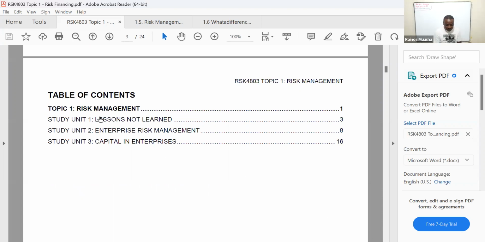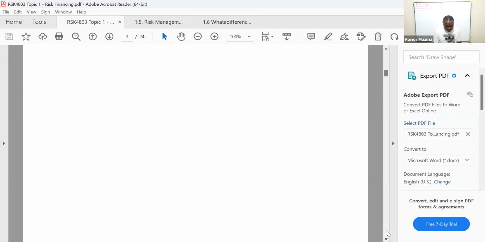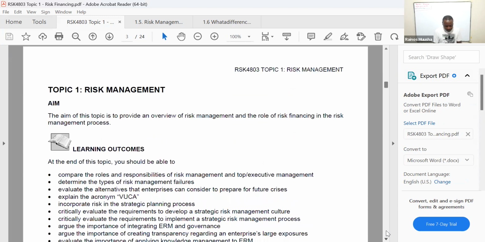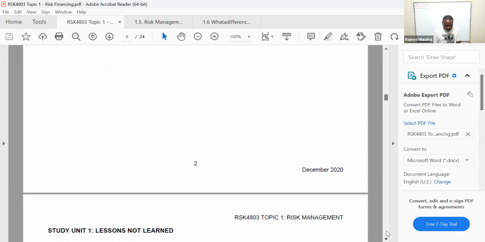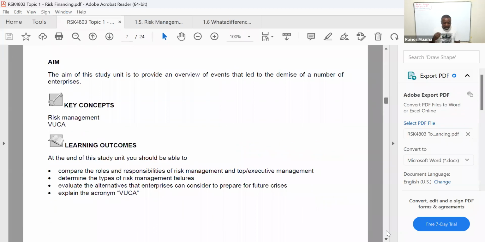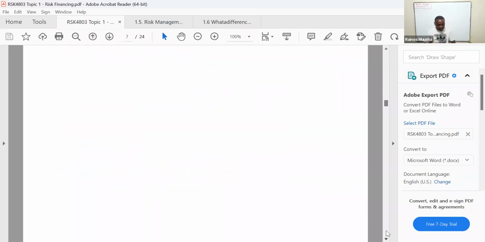Study unit 1 basically looks at lessons not learned. What we also mentioned in the previous class was that with study unit 1, they are basically trying to show you the lessons not learned from a risk management perspective, so that you're able to understand what mistakes other financial institutions made that also brought their downfall. And of interest, we're going to briefly discuss this later on in the study units.